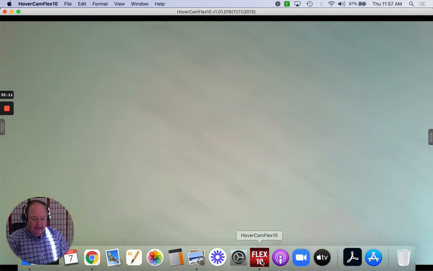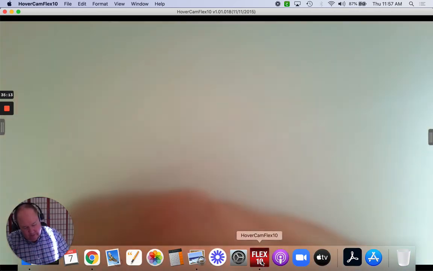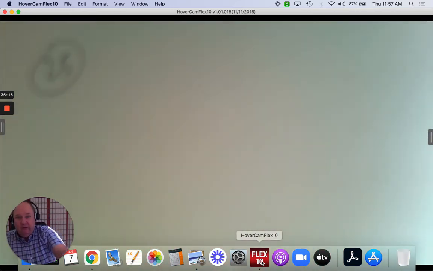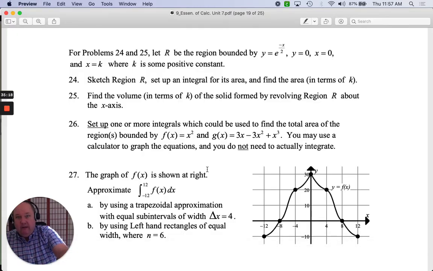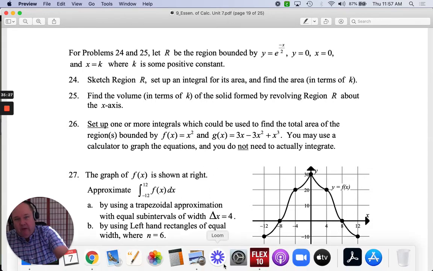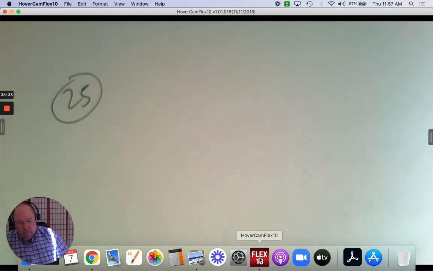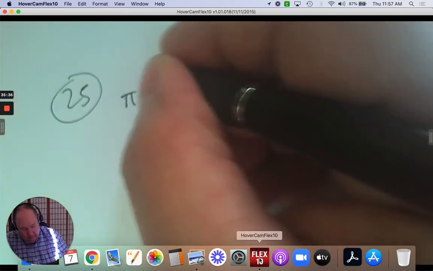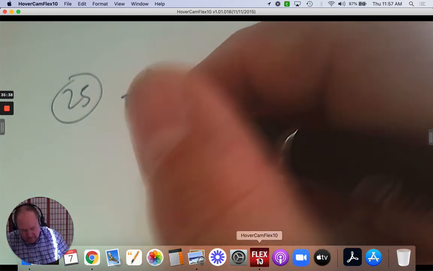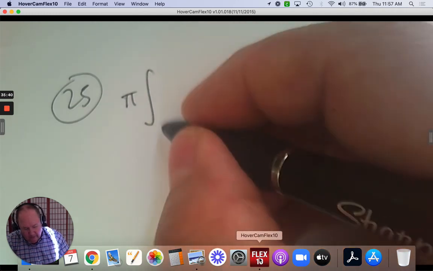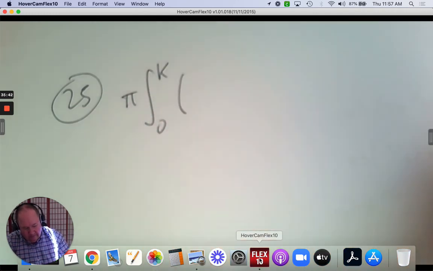For 25, these are strong conceptual questions. These are tier 1 questions, high level. Find the volume in terms of k by revolving the region about the x-axis. So if I'm going to revolve the area and find the volume, if I'm revolving, it's a circle. So it's pi r squared. So I take that curve.